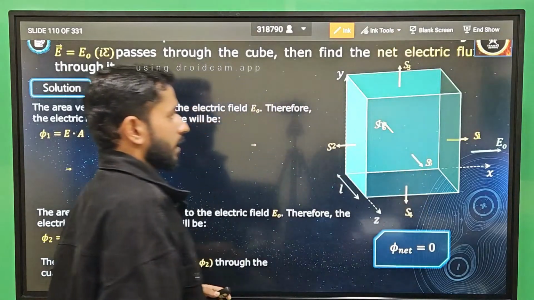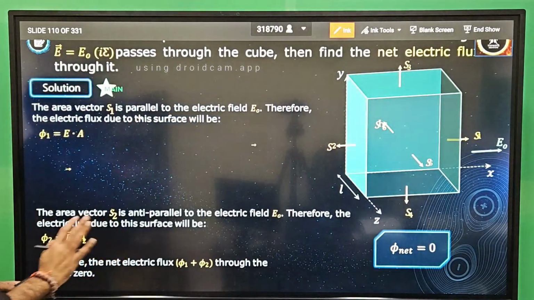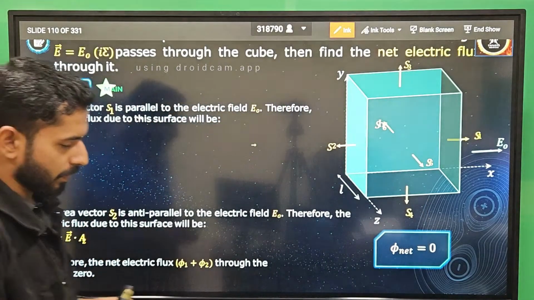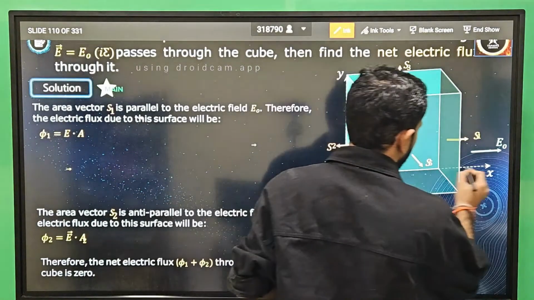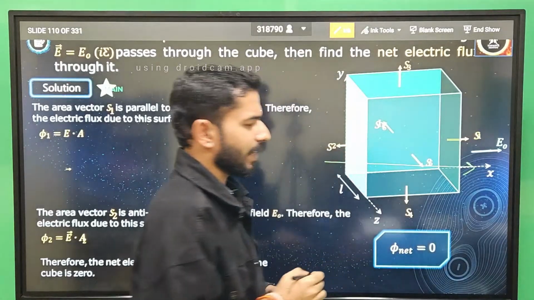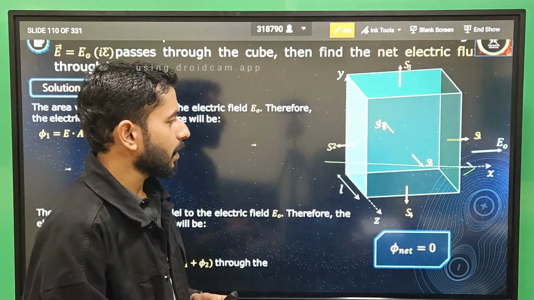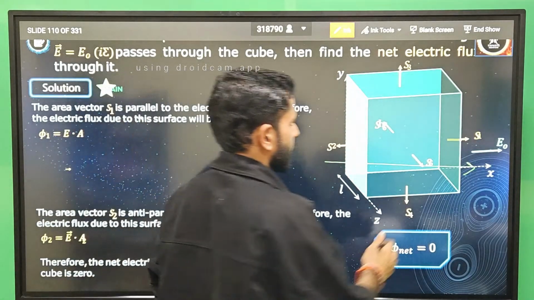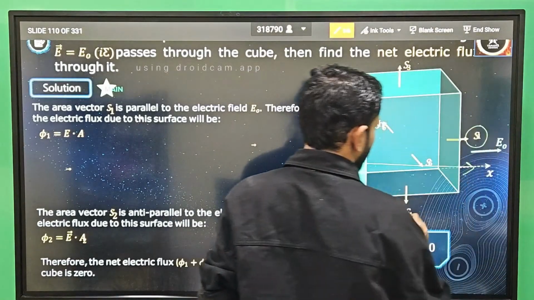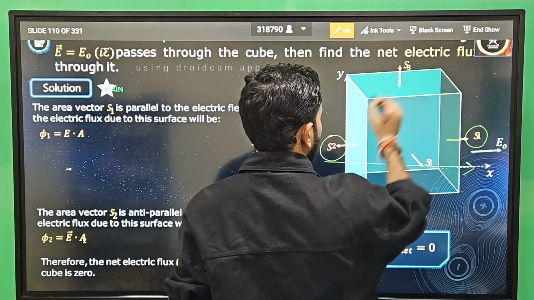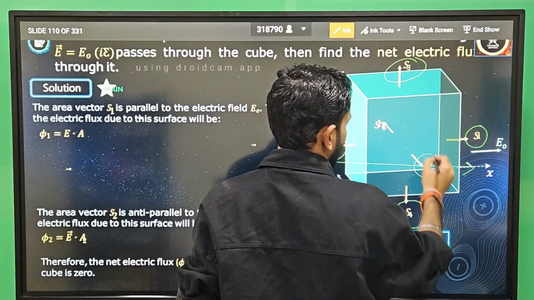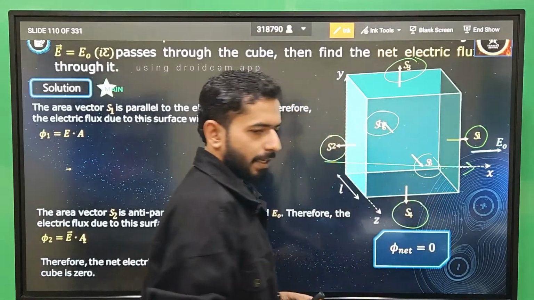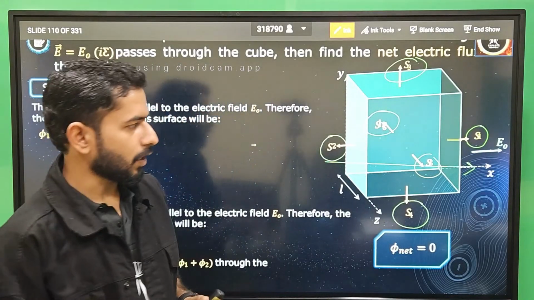Let's try to understand. Now you have placed a cube. Let's try one by one, understand it completely. What is the direction of the electric field? This is the positive x direction. The area is clear. So these are the 6 faces that you have: surface 1, surface 2, surface 3, surface 4, surface 5, surface 6. All of you take a cube and try to visualize it along with me.